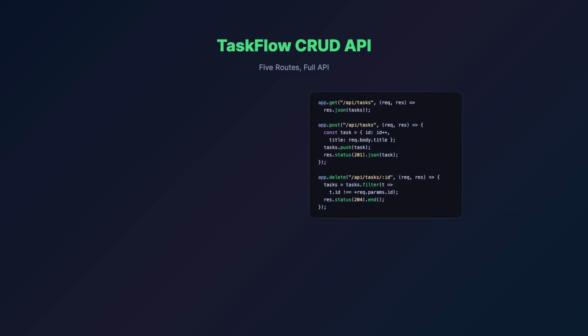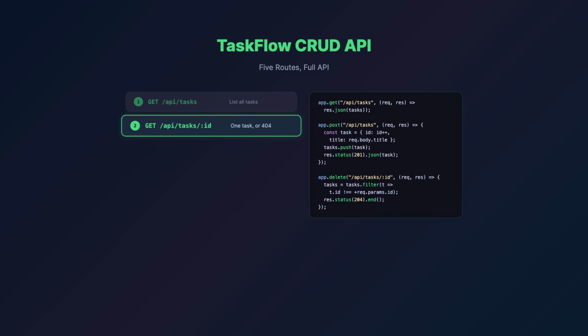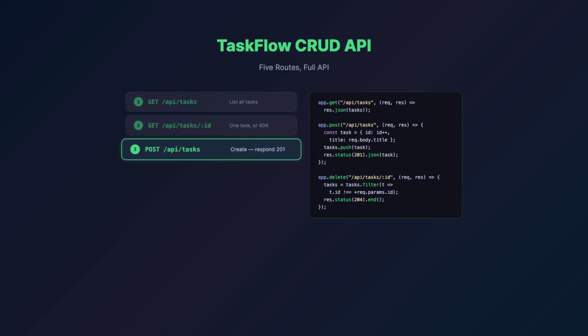Let's build TaskFlow's complete CRUD API. First, the setup. Import Express, create the app, add app.use express.json so we can read request bodies. We'll use an in-memory array of tasks for now. The database comes in a later video. Route 1. GET /api/tasks. Return the whole array with res.json tasks. Route 2. GET /api/tasks/:id. Find the task by req.params.id. If it exists, send it. If not, res.status 404.